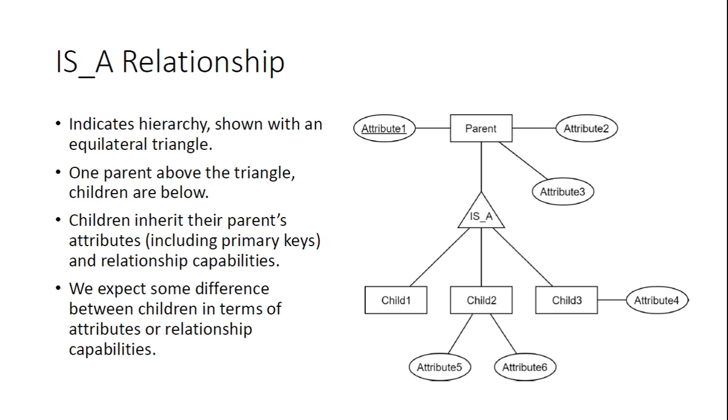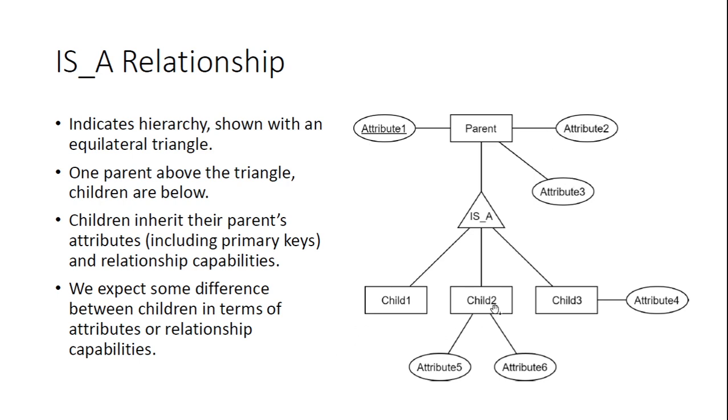We also have the is-a relationship. It defines a hierarchy. For example, in here we have a parent entity set with some attributes. If we are using the is-a relationship, the entity sets that are below the triangle shape are going to be the children of this parent. We can have only one parent in ER diagrams. And the child entities are going to inherit the attributes of the parent. So in child 1, for example, because it's a child of this parent, it's going to also have attribute 1, which is the primary key, and also attributes 2 and 3.